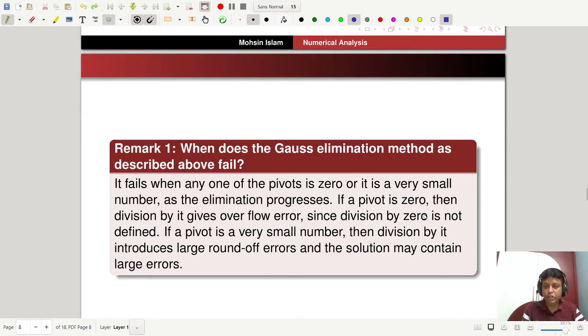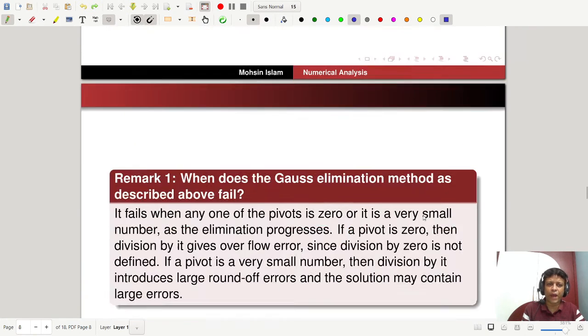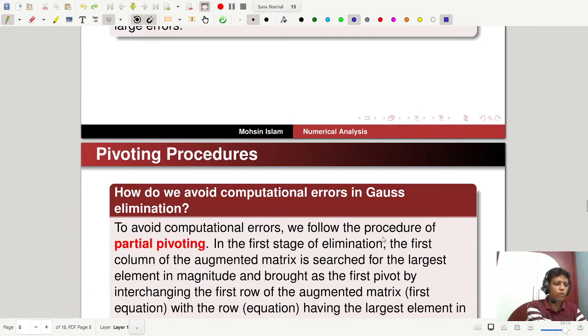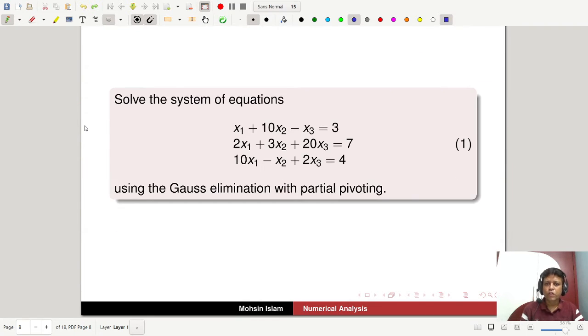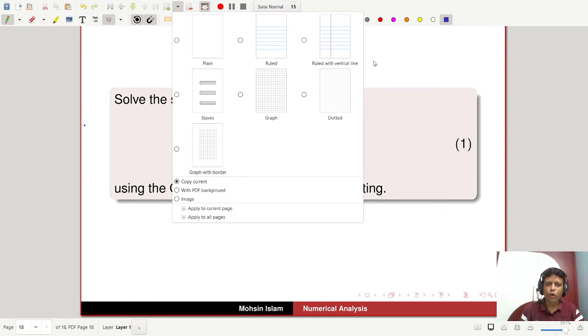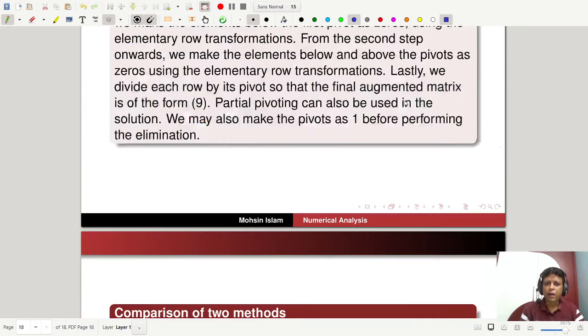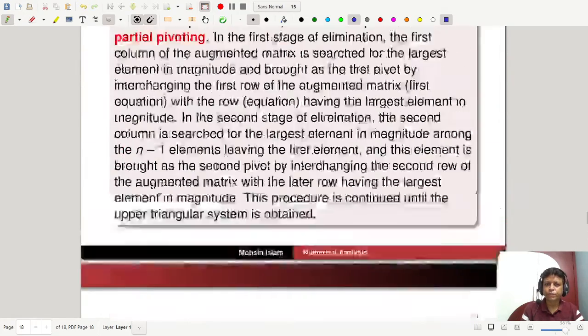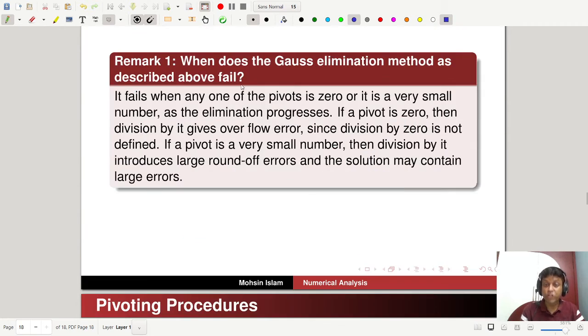Now there are a few questions for that. Let me show you an example by Gauss elimination. After that, I will go to some cases. Let me show you the problems. Solve the system of linear equations using Gauss elimination with partial pivoting. Okay, what is partial pivoting? Let me explain that one first. Okay, let me go to some questions first.